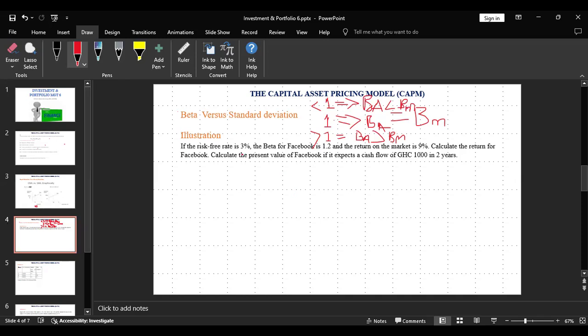If risk-free rate is 3%, the beta for Facebook is 1.2. Now, as we've seen beta, it means what market line are we solving?